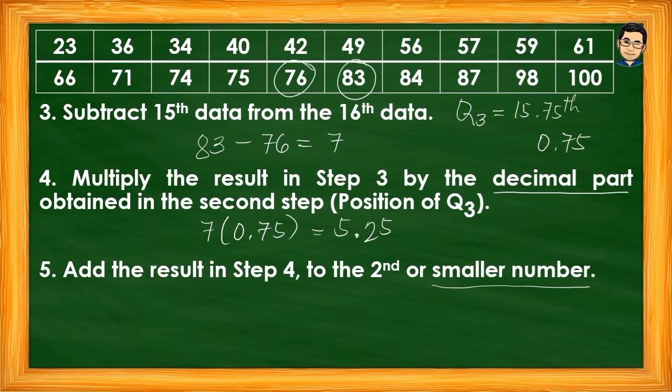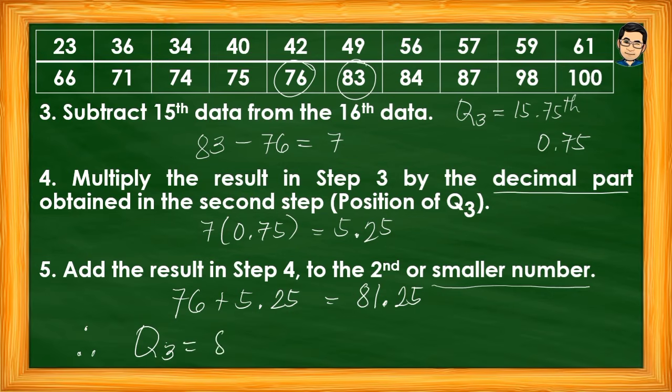So, ang gagawin natin, 76 plus 5.25. So, pag in-add natin yan, we have 81.25. So, therefore, Q sub 3 is equal to 81.25. So, yan po yung exact value ng quartile 3. So, what does it mean? So, 75% of the student scores is less than or equal to 81.25.